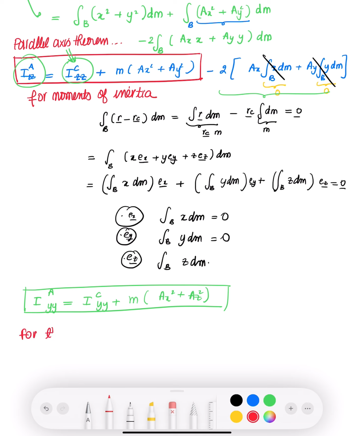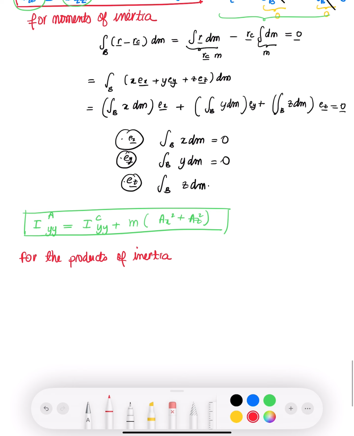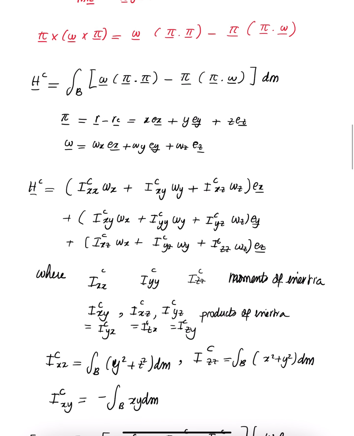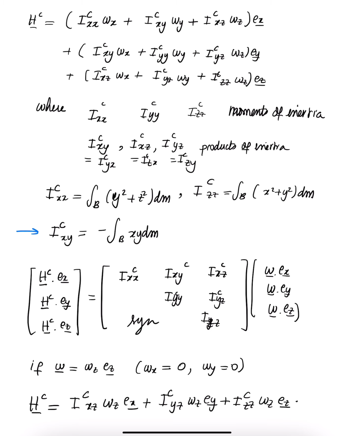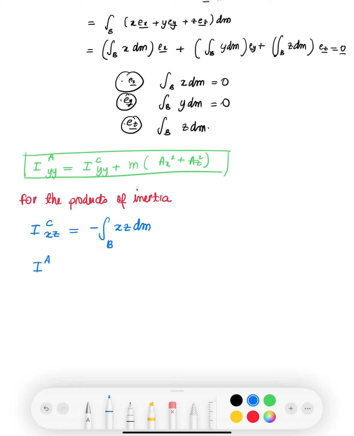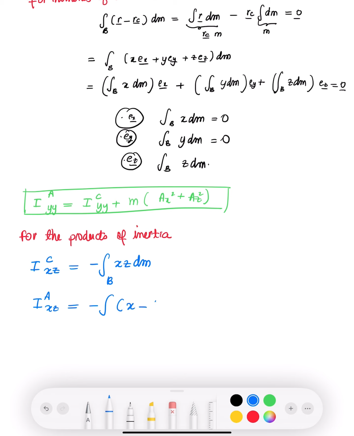For the products of inertia, well, let us see. ICXZ, for example, is the integral of minus xz dm over the body. Let's double check this. I'll scroll up to the expressions we found for the products of inertia. Yep, this expression here matches up with what we just wrote. Very well. Now for the product of inertia about A, this has to do with the mass distribution about the axes passing through A. So instead of x, we're going to have x minus ax. Instead of z, we're going to have z minus az, dm over the body.